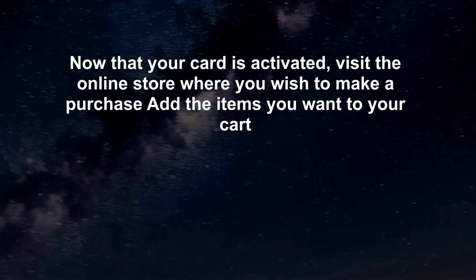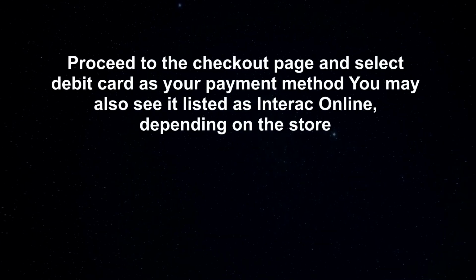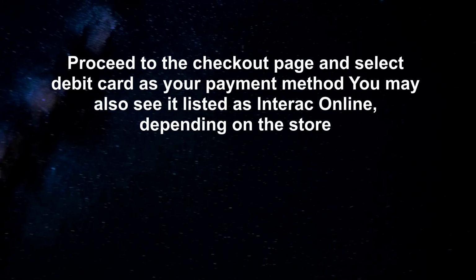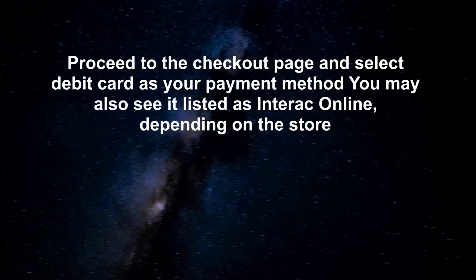Now that your card is activated, visit the online store where you wish to make a purchase. Add the items you want to your cart. Proceed to the checkout page and select debit card as your payment method. You may also see it listed as Interac Online, depending on the store.